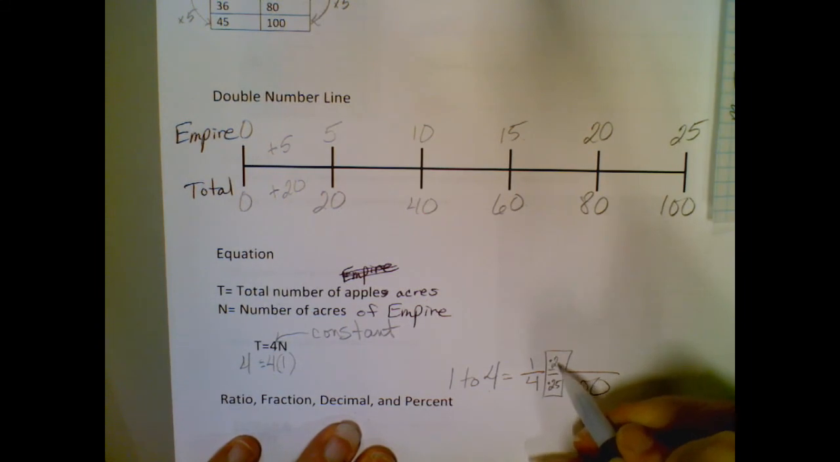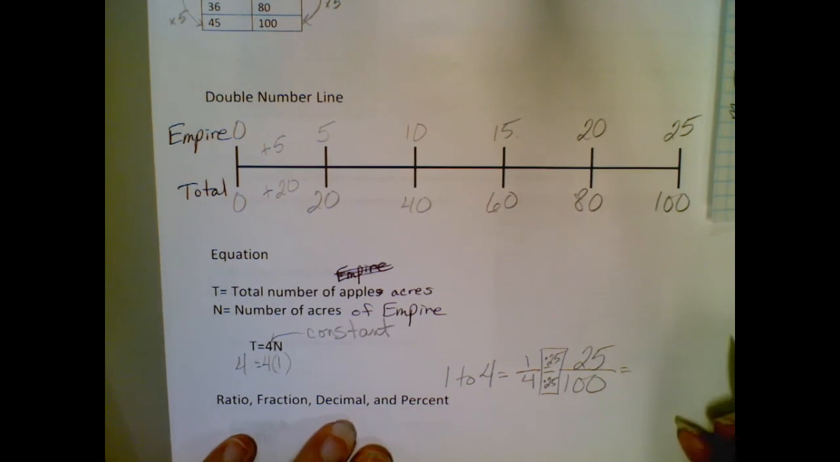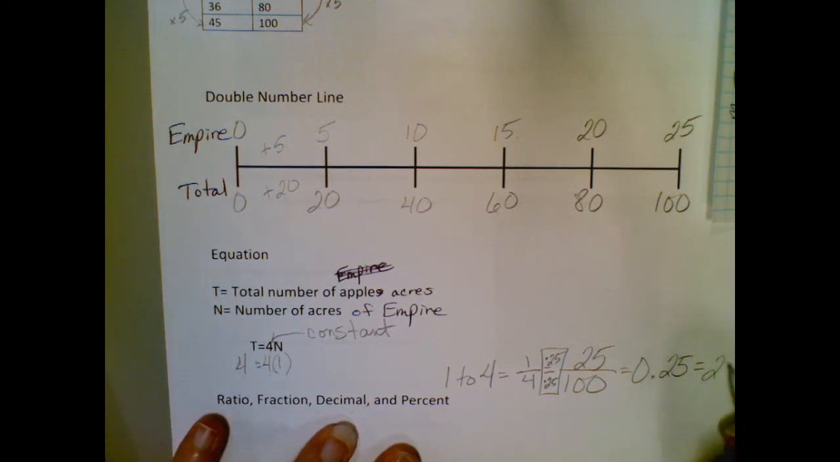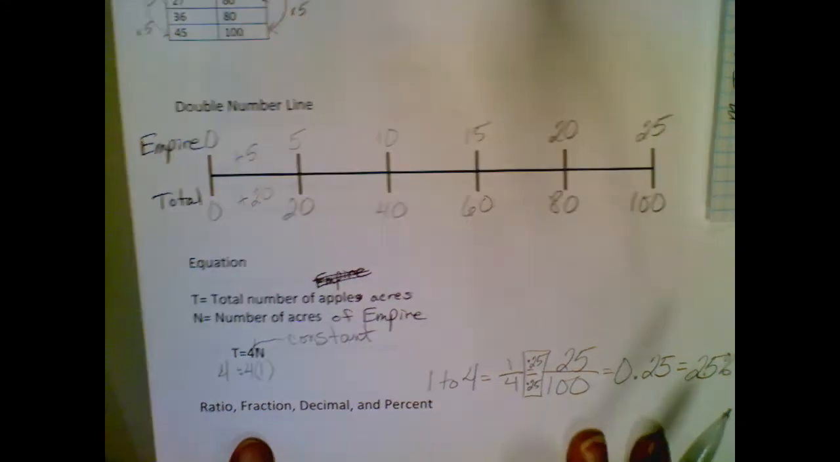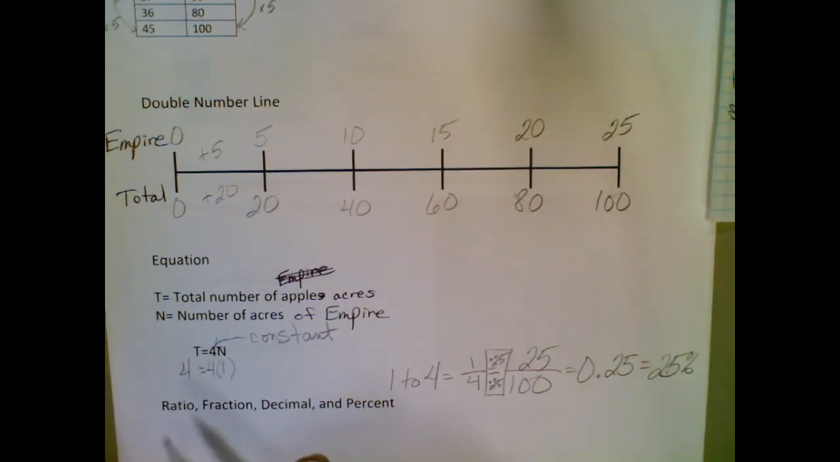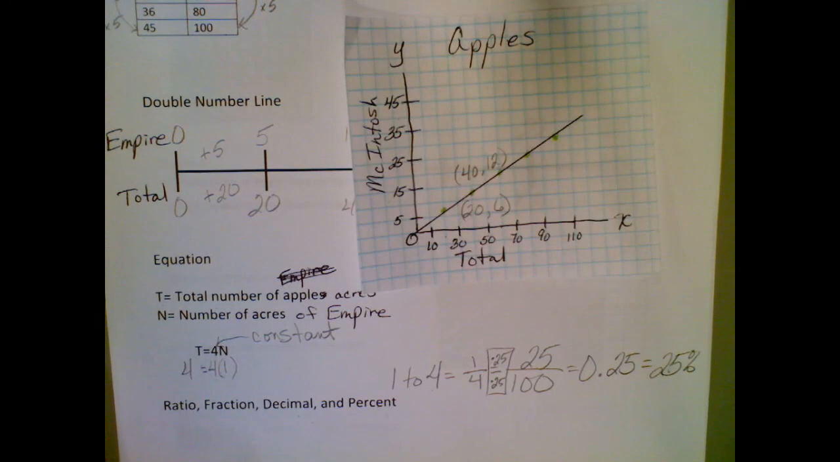What I do to the bottom, I do to the top. 1 times 25 is 25. That can make it easier to make a decimal and also percentages out of 100. My percent, 25% there. That puts it all together, showing us the ratio, the fraction, the decimal, and the percent all together. That is just some of the highlights of what we have been learning in Module 1 this year.